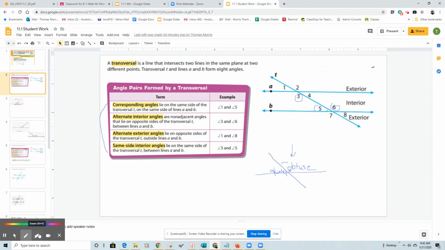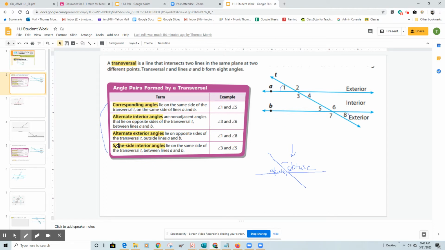Next we have alternate exterior angles. Exterior means on the outside. So we have 1 and we have number 8 right there. Is that the acute or the obtuse? Those are both smaller, so those are going to both be equal, 1 and 8. Again, it's basically like a flipped mirror.